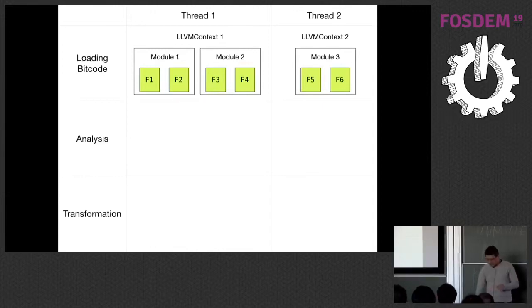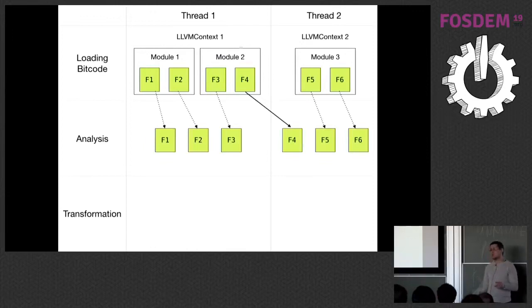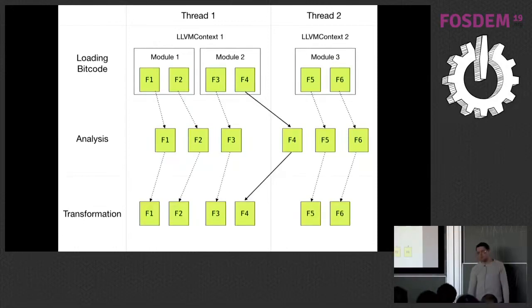And what happens next? If you want to do some analysis, in this example we have 6 functions. It may make sense to split all those 6 functions across 2 threads, because you just do analysis. You do not do any modifications, and you can actually do that. It works. There is a bold line where a function escapes its thread boundaries, and it's fine. But when it comes to transformation, then you cannot do that anymore. Each function should be transformed in the thread of the same module, of the same LLVM context.